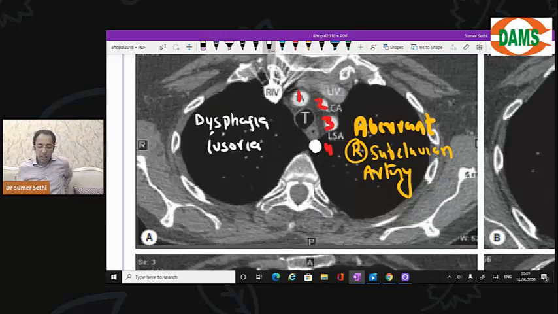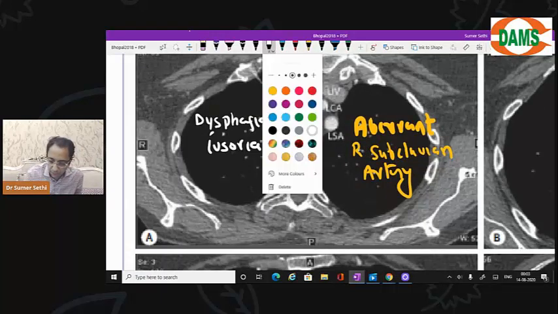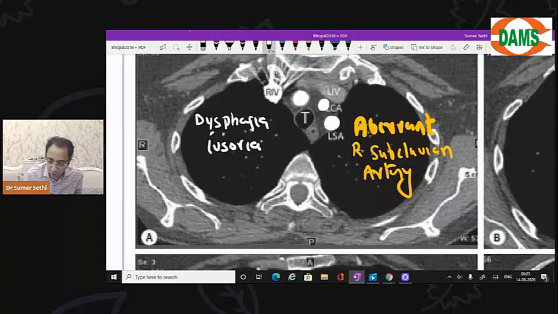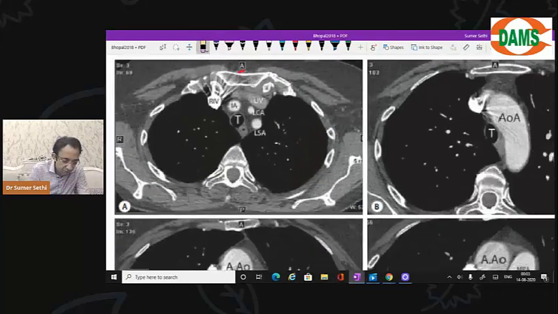But the key is, if I don't tell you normal, how will you identify abnormal? So normally you should have only 3 vessels arising from arch of aorta. If 4 come, and the 4th branch is behind the esophagus, then that is aberrant right subclavian artery. Very good. I can see all of you have studied in surgery and anatomy both. Now we are able to put them together. Okay, let's go further.